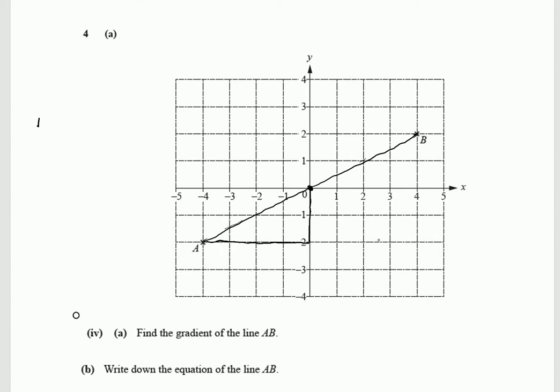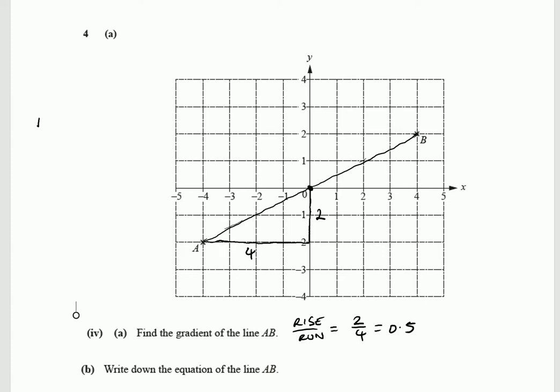I can see my rise is 2 units and my run is 4 units. If I'd have drawn my triangle bigger, I would have got 4 for the rise and 8 for the run. It would be the same answer. So the gradient is the rise over the run, which is 2 over 4, which is 0.5. Remember, don't just divide the big number by the small number.